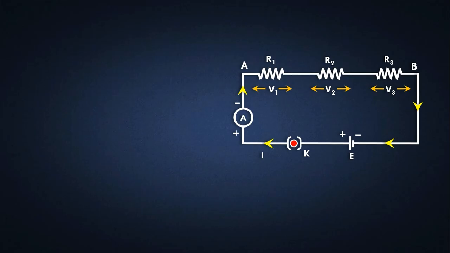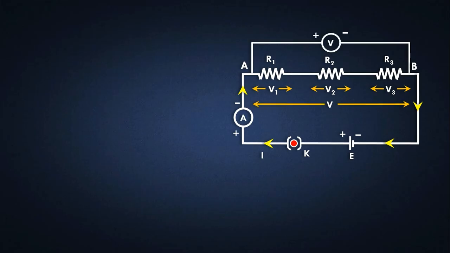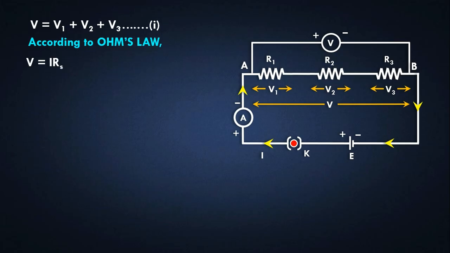Now according to Ohm's law we have to check. Here the equivalent resistance, the equivalent voltage difference is V. V is equal to V1 plus V2 plus V3, the sum of the three voltages. Is it right? So V is equal to V1 plus V2 plus V3. We know that very well according to Ohm's law, V is equal to IR.